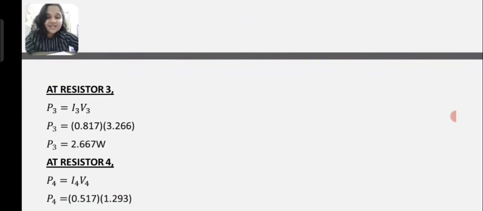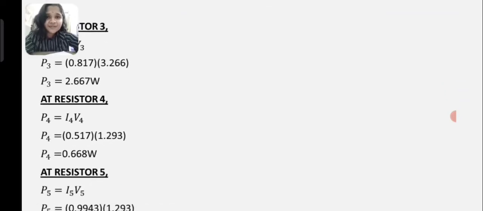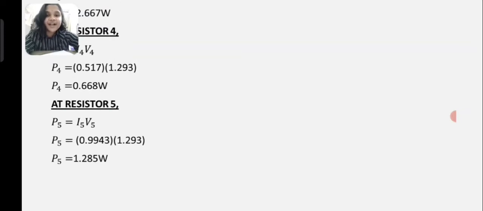At resistor 3, using the same formula again, 0.817 times 3.266, so the power at resistor 3 is 2.667 watts. At resistor 4, P4 equals I4 times V4, 0.517 times 1.293, so the power at resistor 4 is 0.668 watt. At resistor 5, P5 is equal to I5 times V5, 0.994 times 1.293. We get the power at resistor 5 as 1.285 watt. So that is how we calculate the power for the whole circuit.